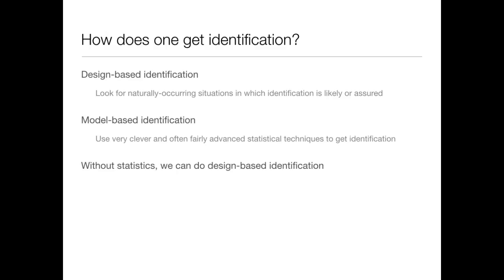Now, in this class, we're not doing statistics per se. We're a little bit in a couple of lectures down the line, but really, for the most part, we're not doing math. We're not doing statistics. So we're not going to be anywhere near the point where we could do model-based identification using statistics. What we can do, however, is understand research designs that will better allow us to get at identification, better allow us to get at a causal relationship between X and Y.